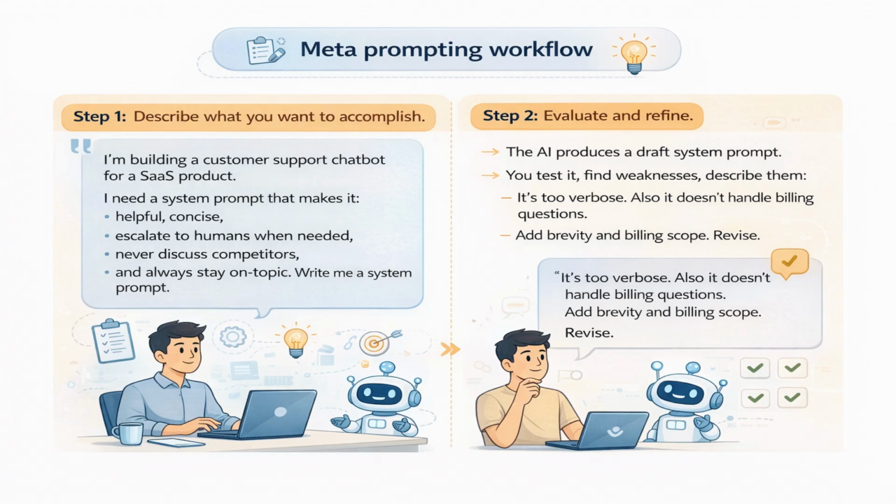Step two is to evaluate and refine. The AI will produce a draft system prompt. You have to test it, find the weaknesses, and describe them. For example, it is too verbose. Also, it doesn't handle billing questions. Add brevity and billing scope. Revise. Now you have to keep iterating until you are happy and the prompt is production ready.